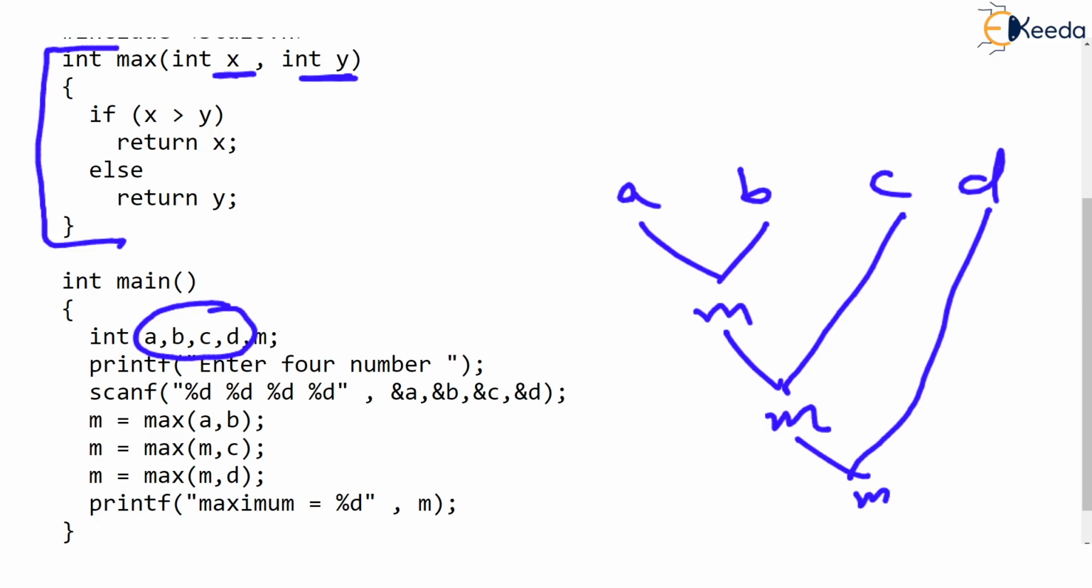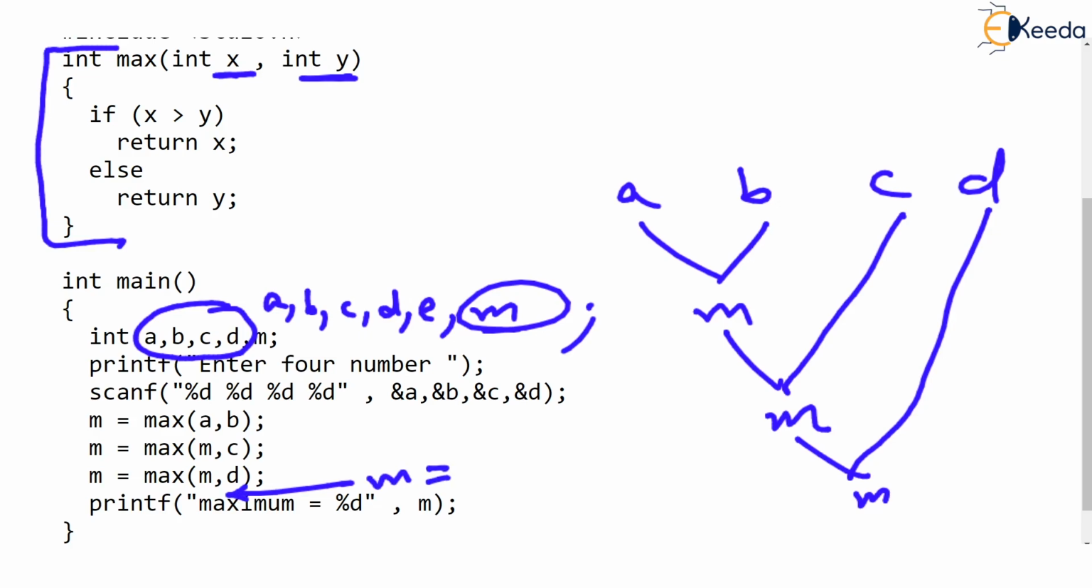So what if there were 5 numbers? Think over it. If we had A, B, C, D, E and M should be the largest. So what? Now you say, sir, you simply add one more line here. M is equal to max of M comma E. But can you imagine checking the largest between 5 numbers using nested if? This is the concept of function. Functions ease our problem. They make our problem easier.